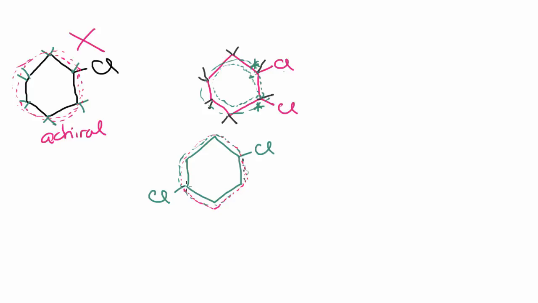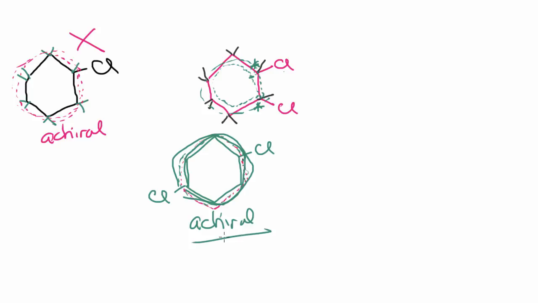And you can see the same thing's going to happen on this side. I can go around the ring this way. On this 4th position, it's a 1,4 position, right? Is a chlorine. When I go around this way, again, the 4th position, or that 1,4 position, is a chlorine. So this is an achiral molecule.